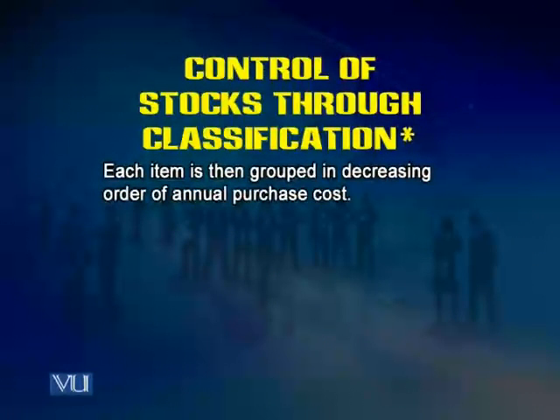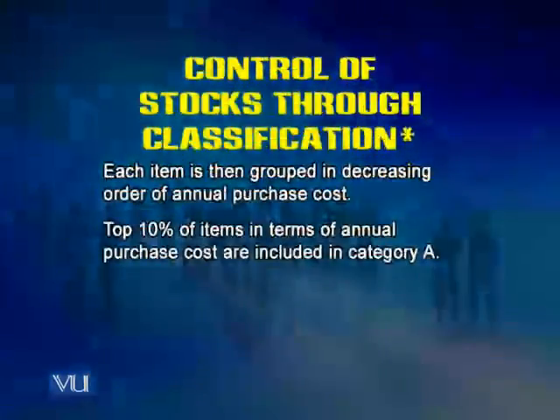We have the usage in the year, multiply that by the unit price to get the cost of the inventory items. Each item is then grouped in decreasing order of annual purchase cost. After using the sales forecast as the basis, you can have a list of all the items with their quantities and their prices and therefore the cost. You can then list them in the order of the cost. So the highest cost comes first and then the next highest and so forth. So that you have at the top all the high costing items and at the bottom all the low costing items. And in this way you will have a list of items showing their costs.